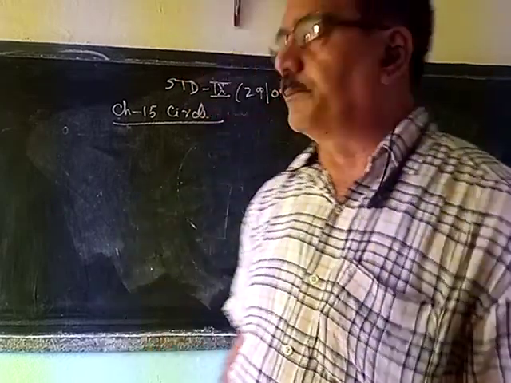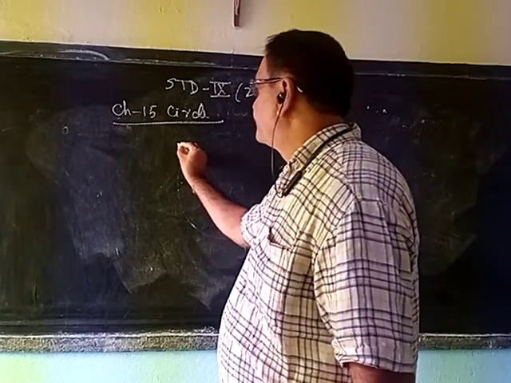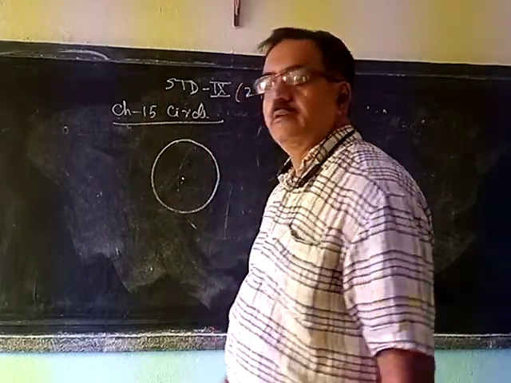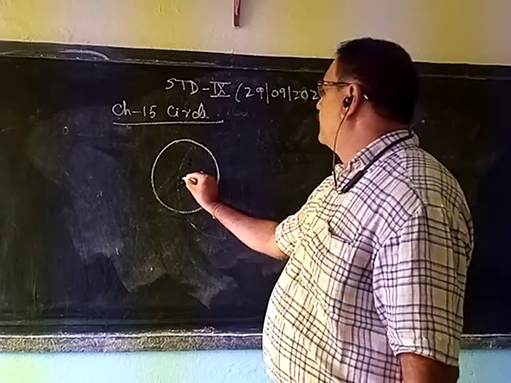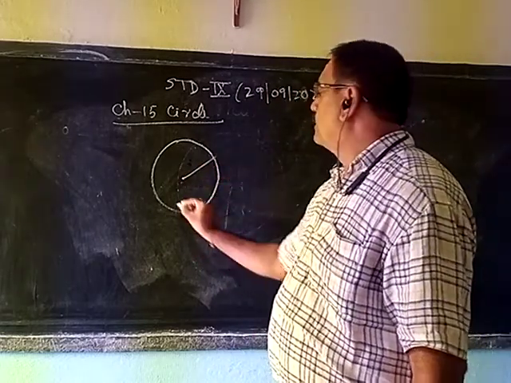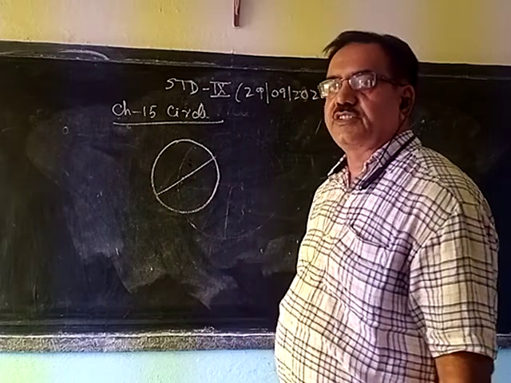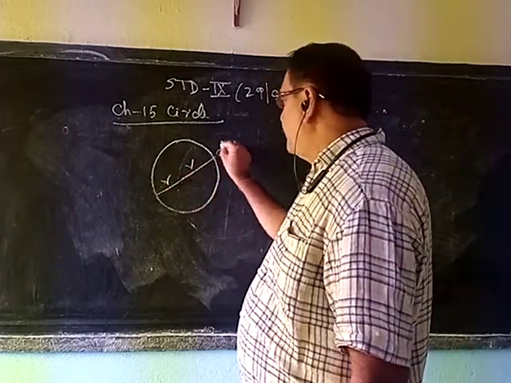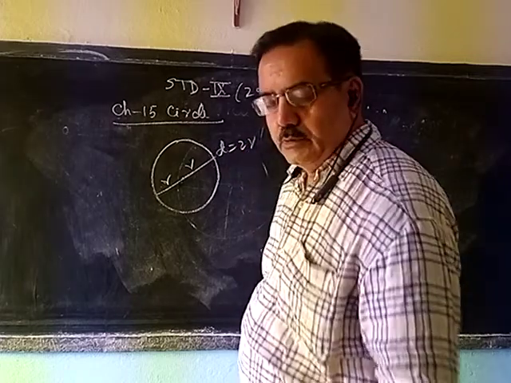Here, the circle chapter. First, this is the center of the circle. This is the radius. This is the diameter of the circle. Diameter D is equal to 2 times R.